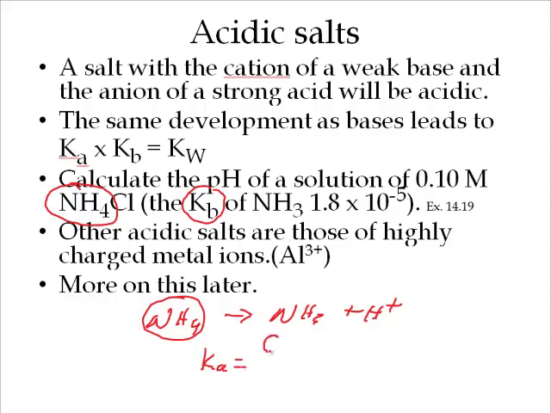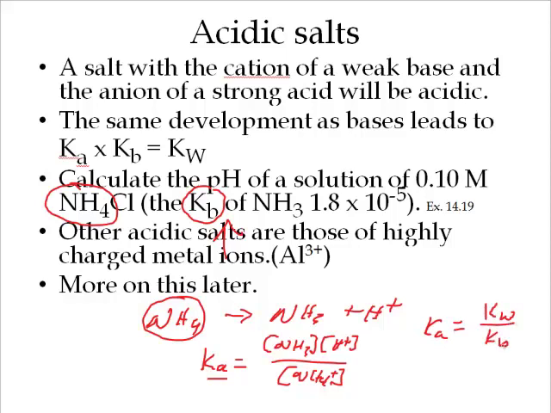look like this: NH3 plus H+, over NH4+. Okay? So if I'm going to write this out and work this problem out, I need a Ka. However, I don't have a Ka. I have a Kb. And so just like before, I'm going to take that Kw and divide it by my Kb to get the Ka, and I'll get an answer. And then I can solve this problem.